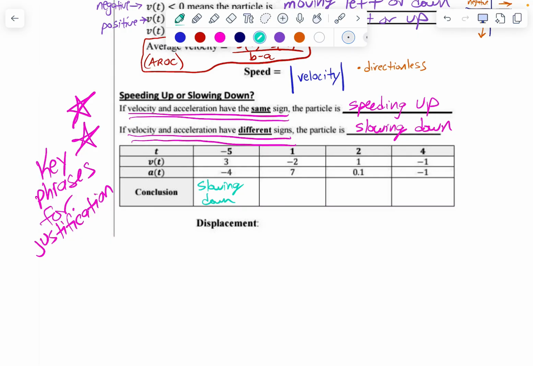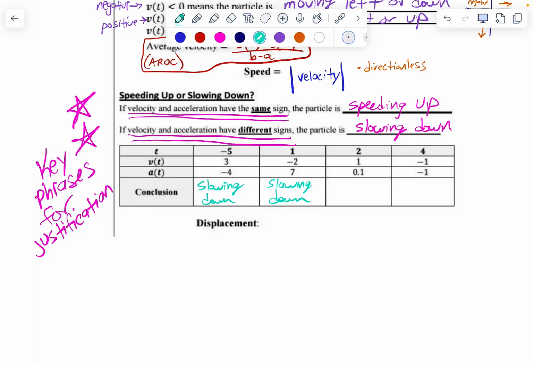Slowing down or speeding up? Yeah, slowing down. At time t equals 1, the particle is slowing down because velocity and acceleration have different signs.